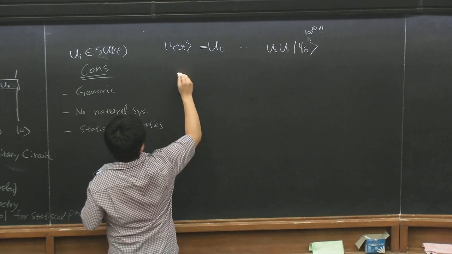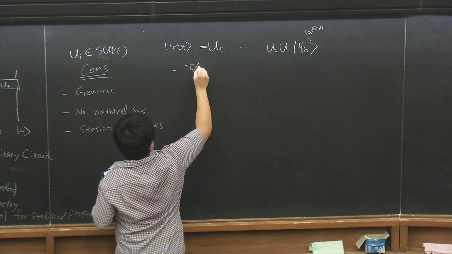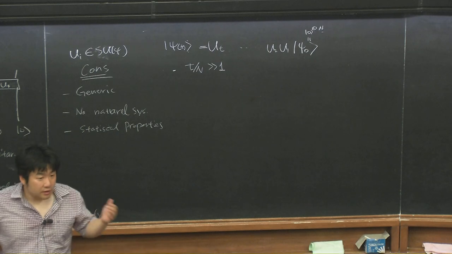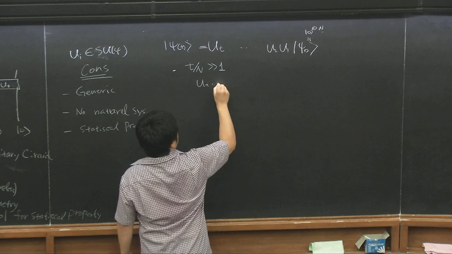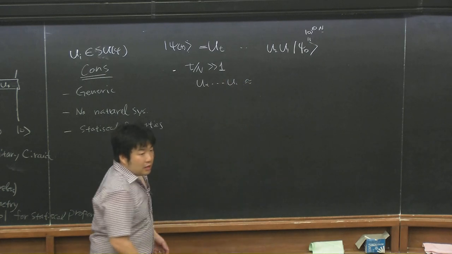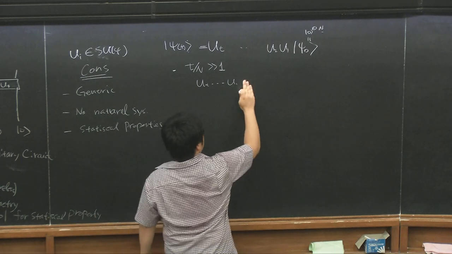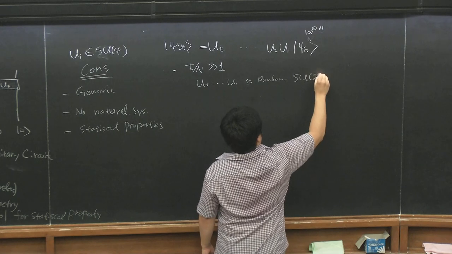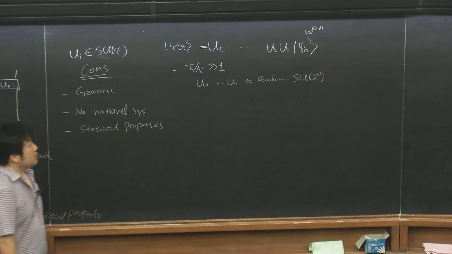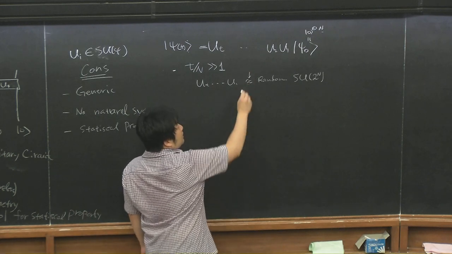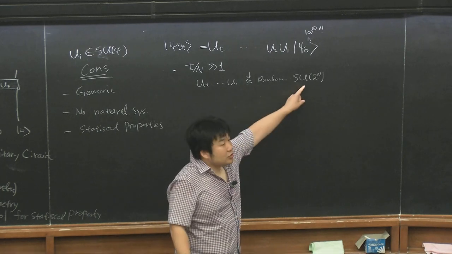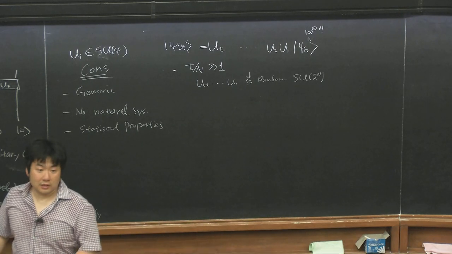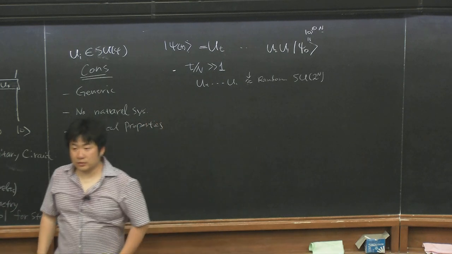So a useful fact: if t over n is much, much larger than 1, so the depth of the circuit is way deeper than the width of the circuit, what we believe is that this product U_T ... U_1 is approximately a unitary sampled from the global random unitary. So you can think of this whole thing as random over SU(2^n). This is the global random unitary. When I write this notation, I mean it's not exactly a typical random unitary from this group, but it is practically indistinguishable from global random unitary as long as the depth is very large. As depth gets larger and larger, it'll be more and more indistinguishable from SU(2^n).